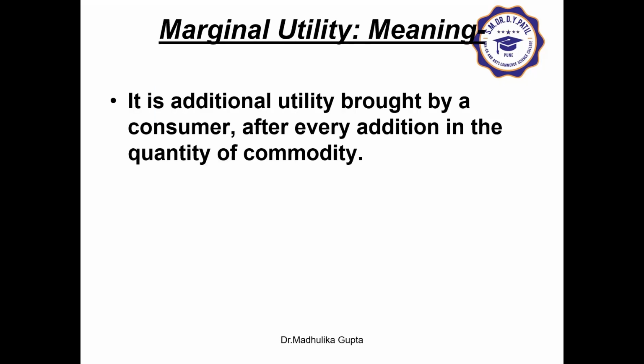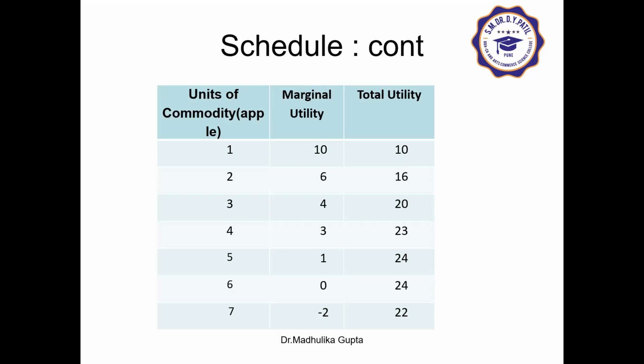Okay, so marginal utility goes on diminishing, right? See, 10, 6, 4, 3, 1, 0, and then minus 2, from the beginning and after every addition in the consumption. So it is the difference between successive total utilities. Thus, marginal utility is 0 when total utility becomes constant. See, 24, 24, marginal utility is 0.